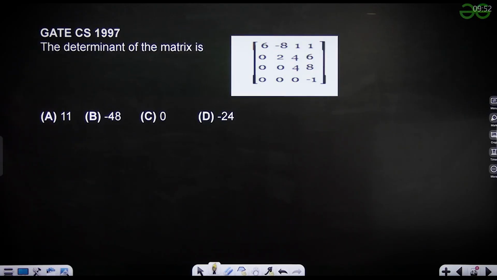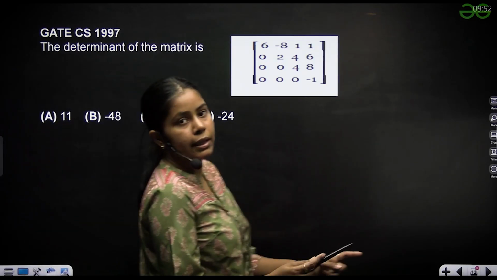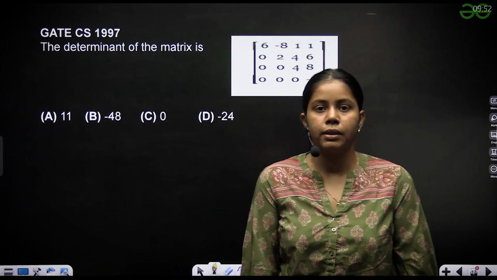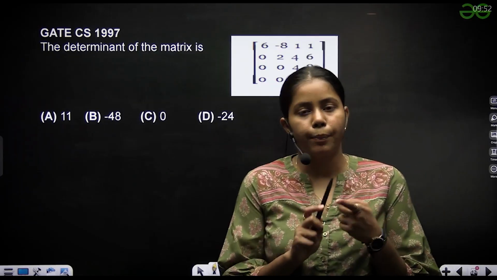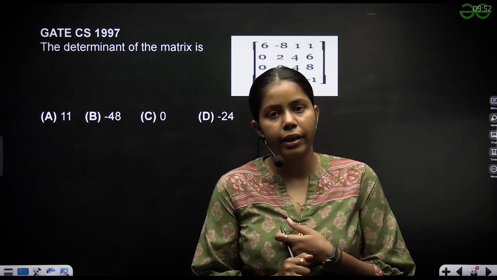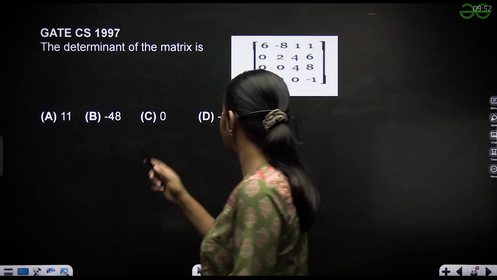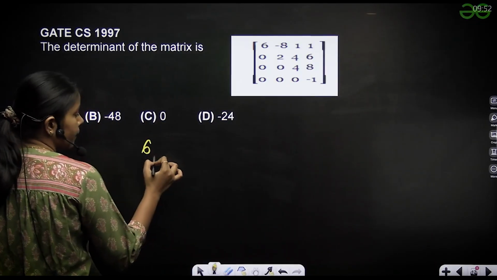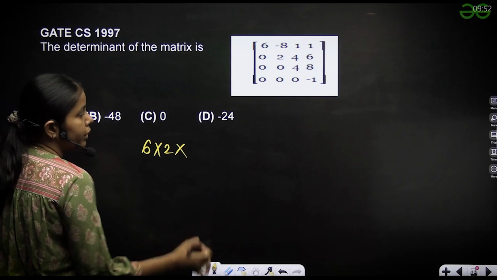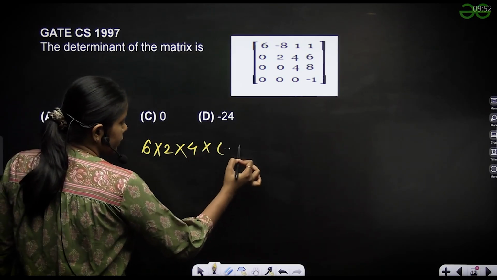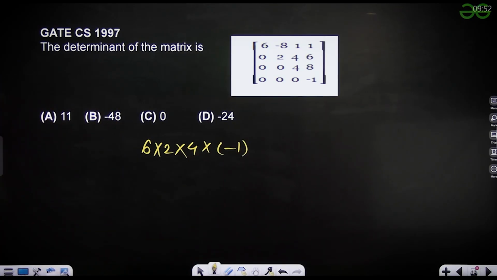So this is a question: the determinant of the matrix is. Again we have been given a 4 cross 4 matrix, but one thing I can notice here is that it is an upper triangular matrix. So we have seen the property, if we have an upper triangular, lower triangular or diagonal matrix, then the determinant is equal to the product of only the diagonal entries. So 6 into 2 into 4 into minus 1. That would give me minus 48. So option B is correct. Minus 48 is my correct option.